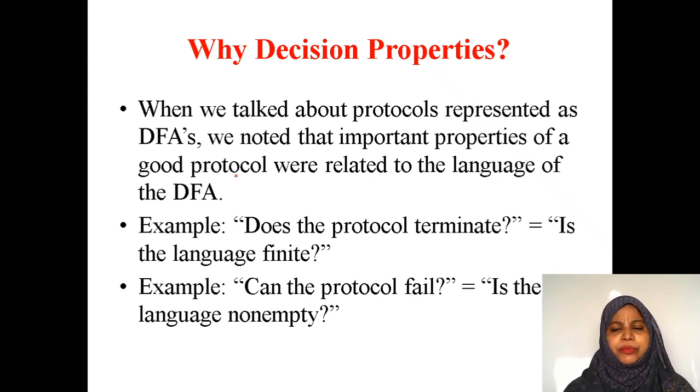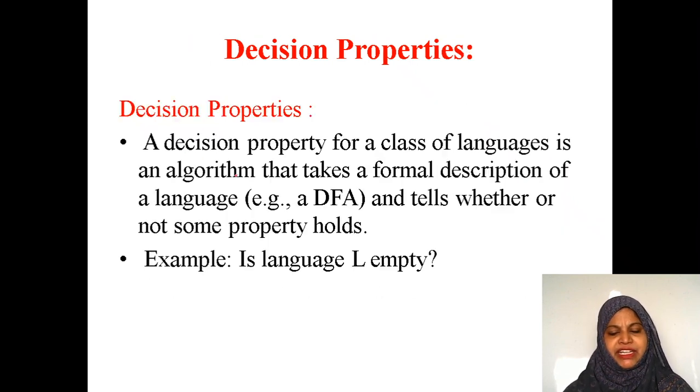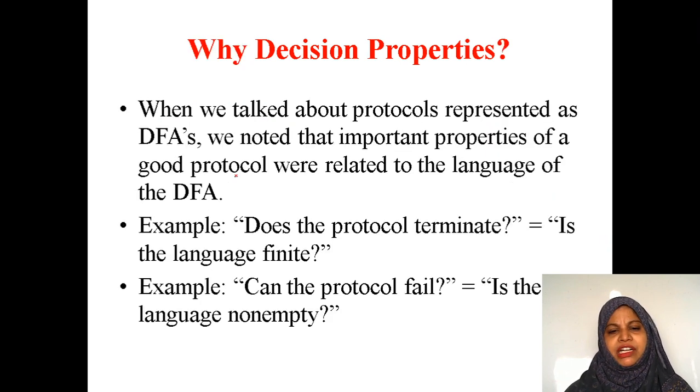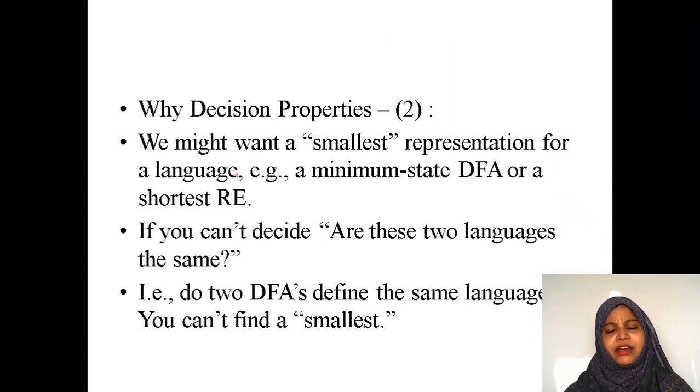When we talk about a protocol represented as a DFA, we noted that the important properties of a good protocol were related to the language of the DFA. Here we are going to check by using the decision properties whether the language L is empty or not, whether the language is finite or not, whether it is non-empty or not, or whether two languages are same or not. How are you going to recognize whether two languages are same? If the same language is accepted by the same finite automata, then we recognize that those two languages are equivalent.